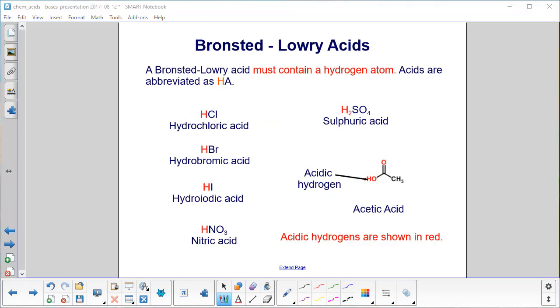A Bronsted-Lowry acid must contain a hydrogen atom. Acids are abbreviated as HA, where H is the hydrogen atom and A represents other elements. So for example, hydrochloric acid, hydrobromic acid, hydroiodic acid, nitric acid. Sulfuric acid, you can have more than one H, so you have two H's there. Acetic acid. So the acidic hydrogens are shown in red.